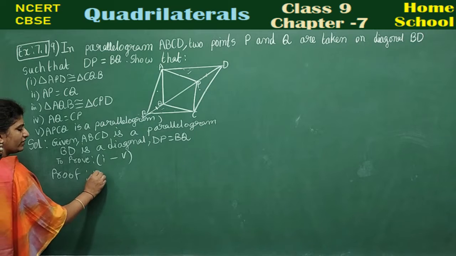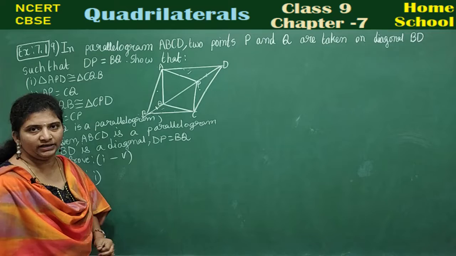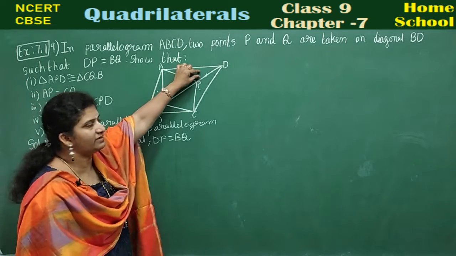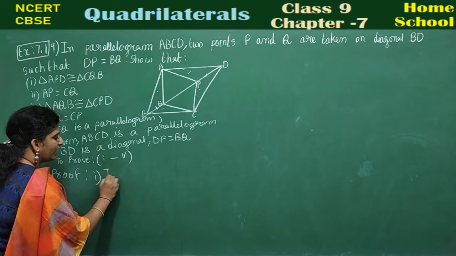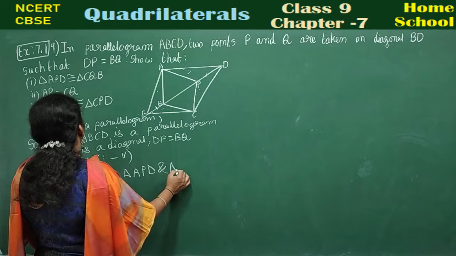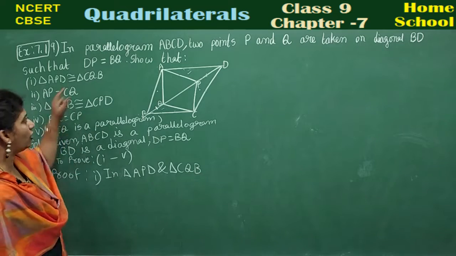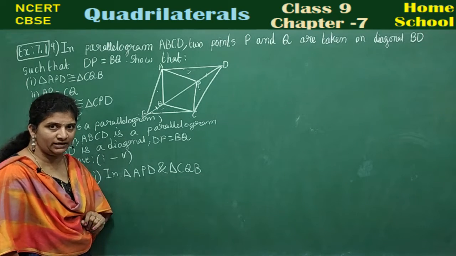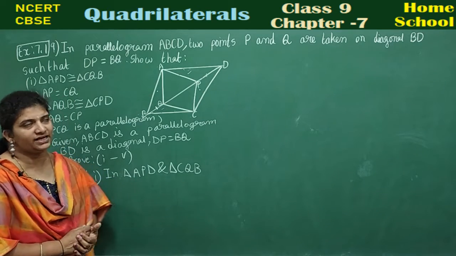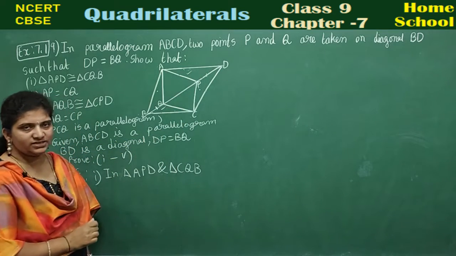Let me start proving the first sub-question. Consider triangles APD and CQB. Where is APD? This triangle. So I write here: in triangle APD and triangle CQB. I need to prove they are congruent, so I am not writing the congruent symbol here. I have considered two triangles, triangle APD and triangle CQB. Let's start comparing these two triangles first.